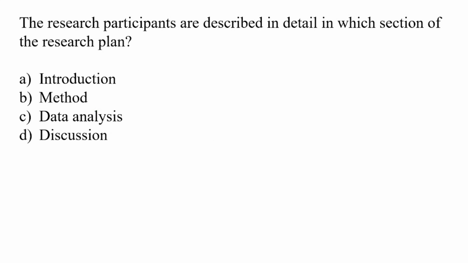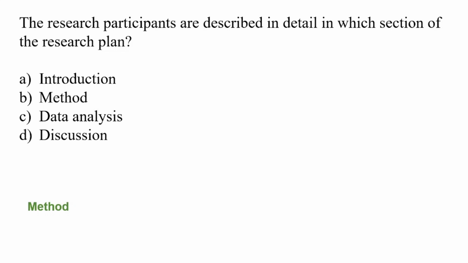So the research participants are described in detail in which section of the research plan? Introduction, method, data analysis, discussion. Anybody? Method, correct. With respect to science communication, the research participants and everything, if you're working on samples from different hospitals, for example, patient blood samples, urine samples, anything, you describe all of these things in the method section.